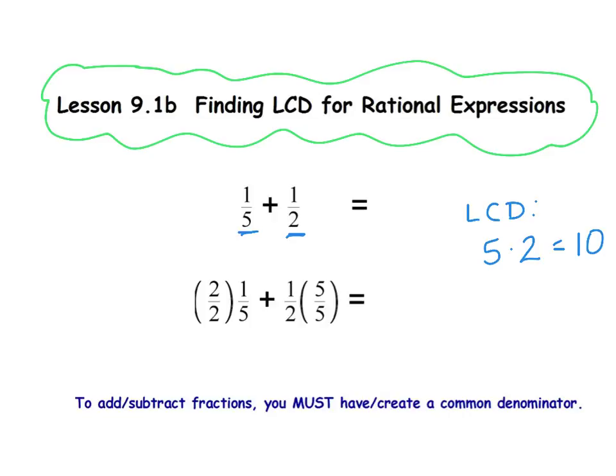And then by simply multiplying by 2 over 2 times 1/5, I get that common denominator of 10, and 1/2 times 5 over 5 gives me that common denominator of 10. Remember that we multiply the numerator and the denominator by the same amount because 2 divided by 2 is 1. So we've not changed the value of the fraction 1/5, we're simply rewriting it with a different denominator. So as we continue to add and subtract rational expressions, we're going to have to create common denominators if we don't already have them.